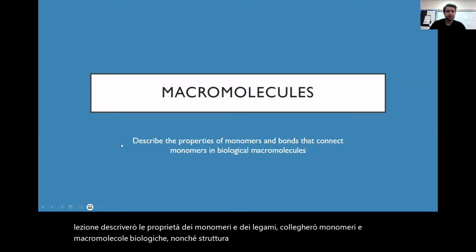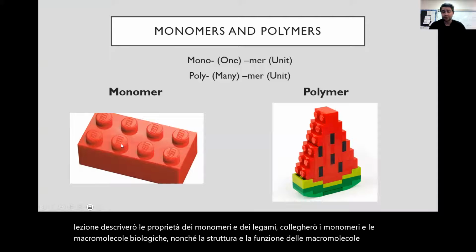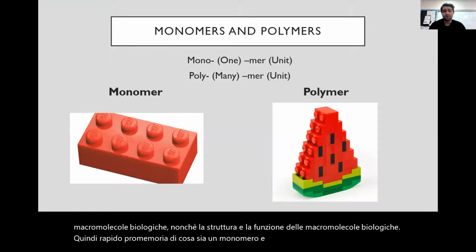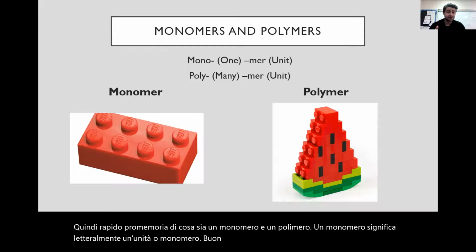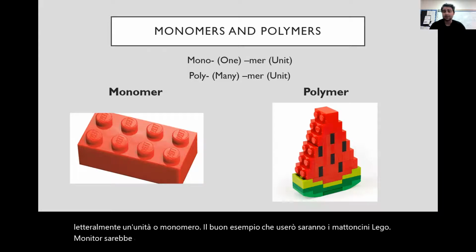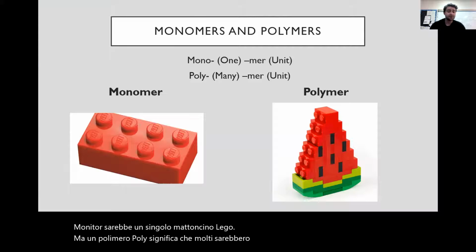So quick reminder of what a monomer and polymer is. Monomer literally means one unit. A good example I'll use will be Lego bricks. A monomer would be a single Lego brick, but a polymer, where poly means many, would be a connection of a bunch of Lego bricks put together.